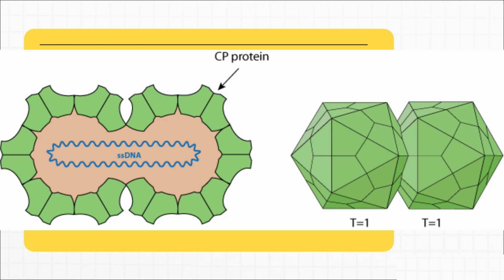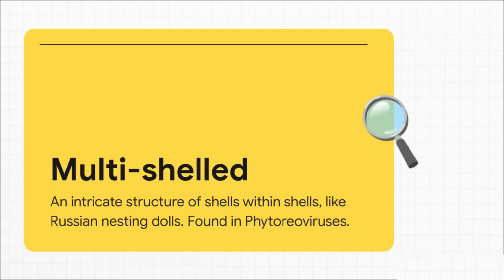Then you have viruses that just take complexity to a whole other level. Meet the multi-shelled viruses. These are like architectural Russian nesting dolls. You've got an inner protein core, and it's surrounded by another, even bigger, outer shell. It is an incredibly intricate and really fortified design.